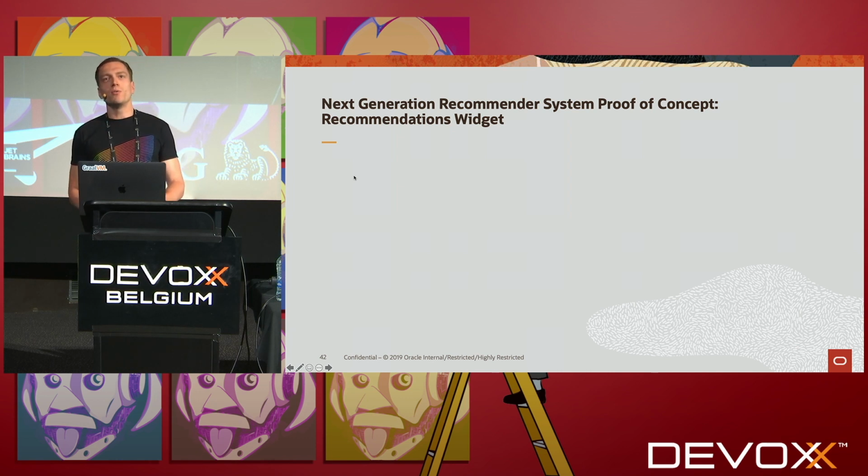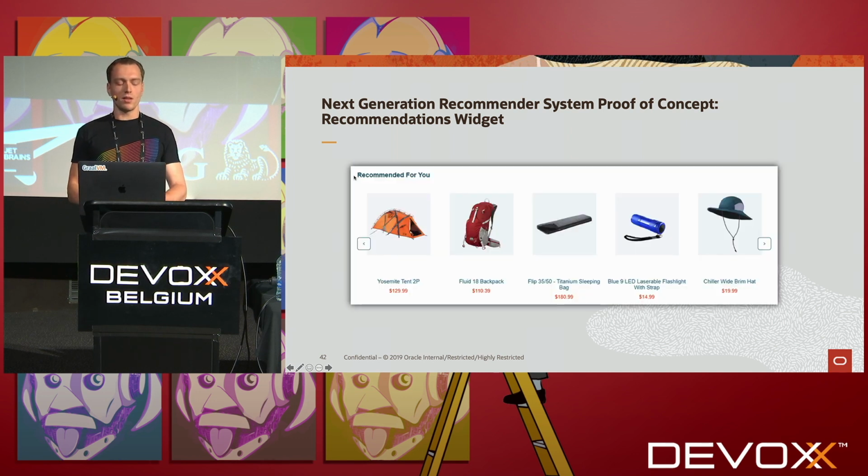This January, we started working on a proof of concept for next generation recommender systems for our e-commerce solution. There are a couple of use cases we are supporting. One of them is this general recommendations widget. You log in, it gives you recommendations. It's pretty standard. You see it in Amazon, Netflix, YouTube, everywhere.